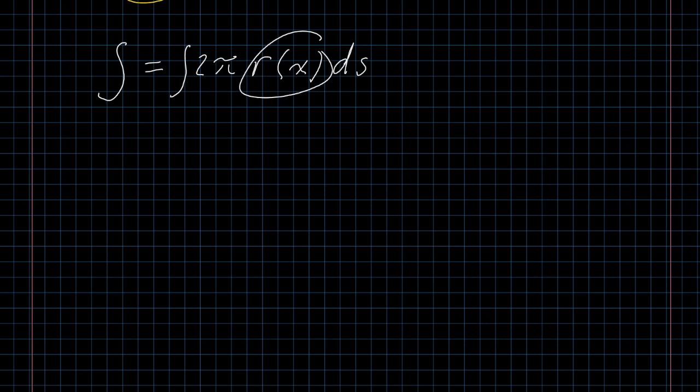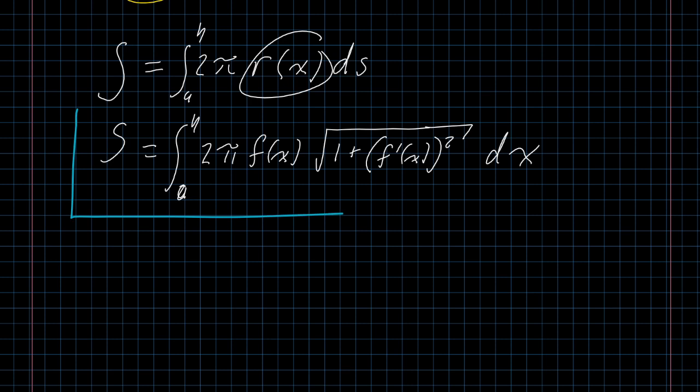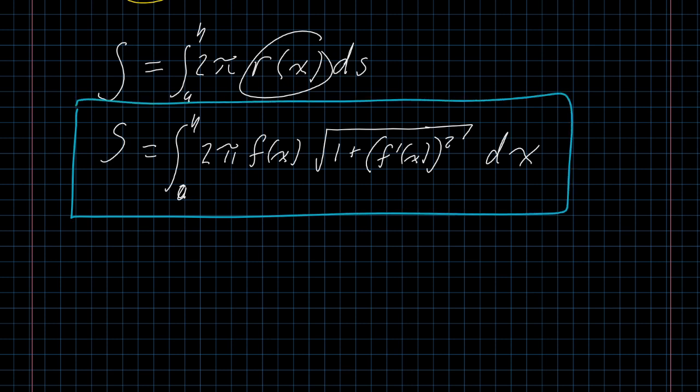Right, so my function r, speaking more generally, is going to be our function f of x, and then looking back at our previous study of arc length, ds is the square root of 1 plus f prime of x squared dx. All right, so this is the formula for the lateral surface area of an arbitrary shape.